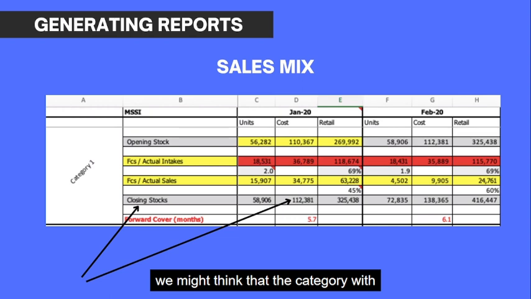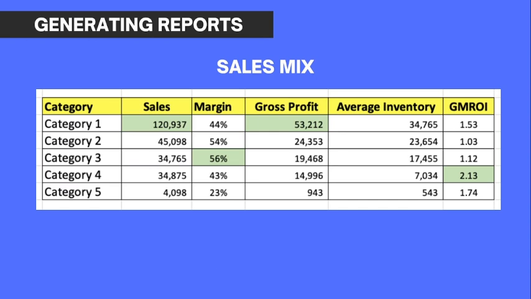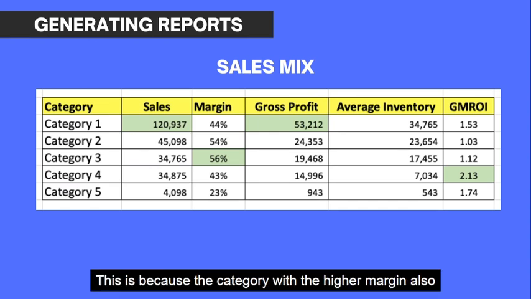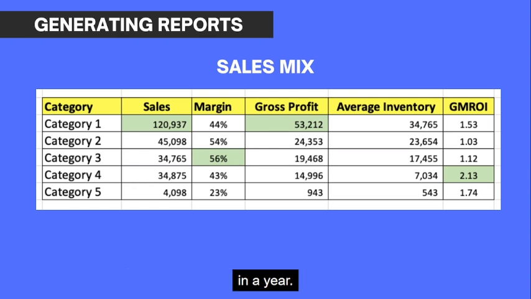For example, we might think that the category with the highest margin is the most profitable. But when we calculate those metrics, we find out that another category with lower margin actually has better returns. This is because the category with the higher margin also had much higher inventory levels throughout the year. In other words, I was spending too much on this category and had a lot of cash tied to its inventory, while the other category I spent less on, because this category tends to sell faster and turns its inventory more times in a year.